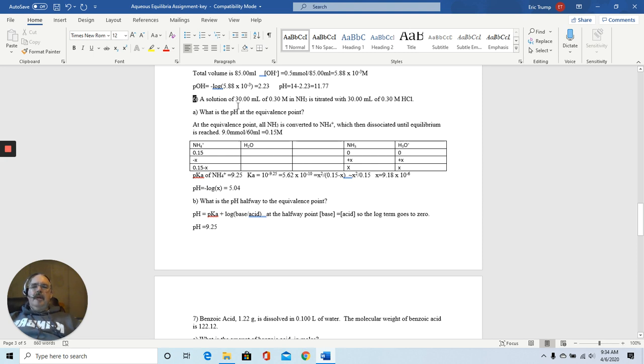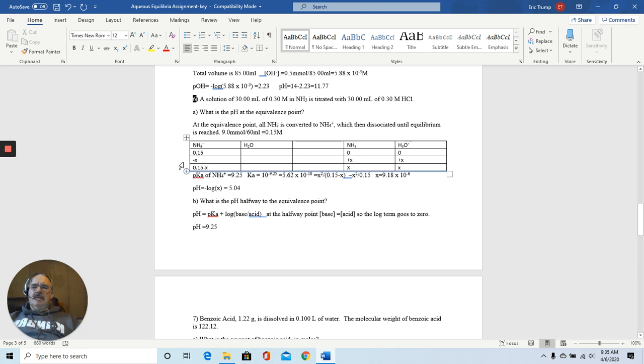Okay, if we take 30 milliliters times 30 millimoles per milliliter, we get 9 millimoles. And since we're at the equivalence point, we'll also have 9 millimoles of ammonium. And we divide this by the total volume, which is 30 plus 30. So 9 divided by 60 is 0.15 molar. Okay, so that's going to go in the initial for ammonium.